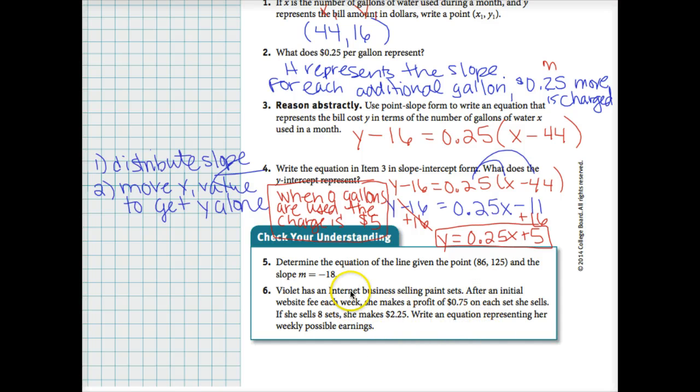All right, so looking at number 5, determine the equation of the line given the point 86, 125 and the slope. I'd like you to do this one on your own. So go ahead, just take a minute, determine the equation of the line going through this point with the slope negative 18. It shouldn't take much more than a minute. In fact, instead of pausing it, I'll just wait here for a second while you do that.